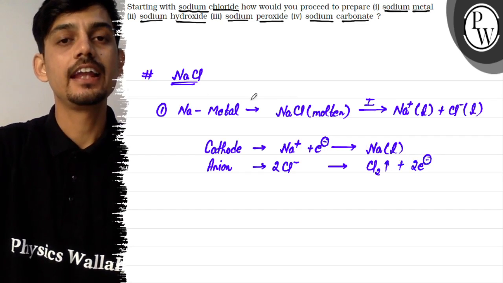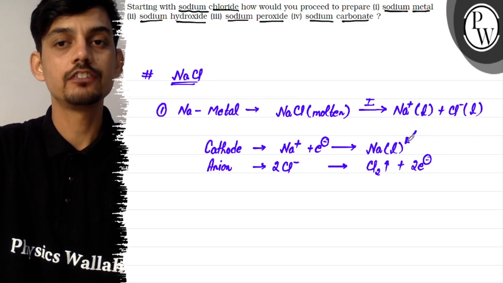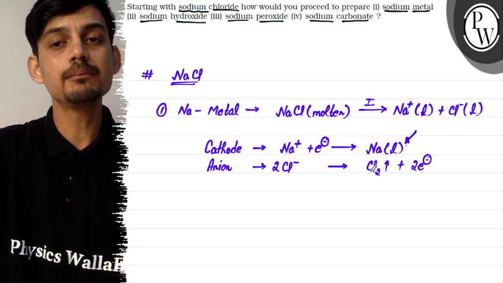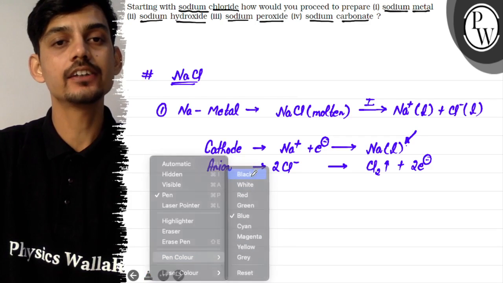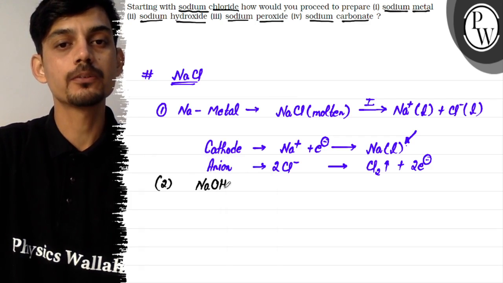So when we electrolyze the molten NaCl, we get sodium metal which we have to prepare. We get sodium metal on cathode, and as a byproduct we also get chlorine gas on anode. Now let's see the second method, second thing, which is sodium hydroxide, NaOH.